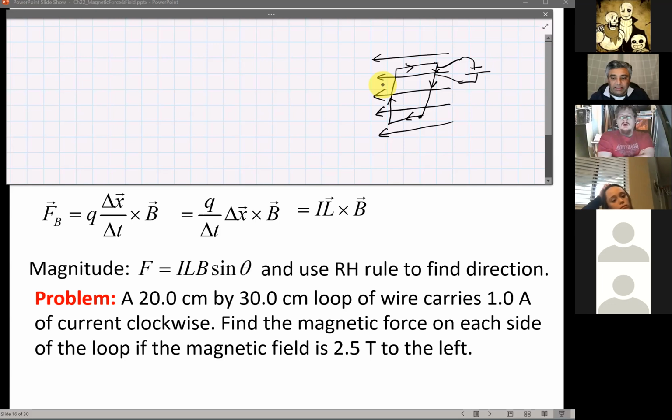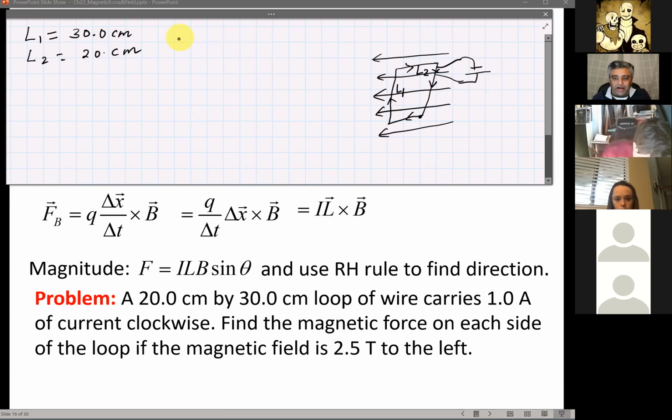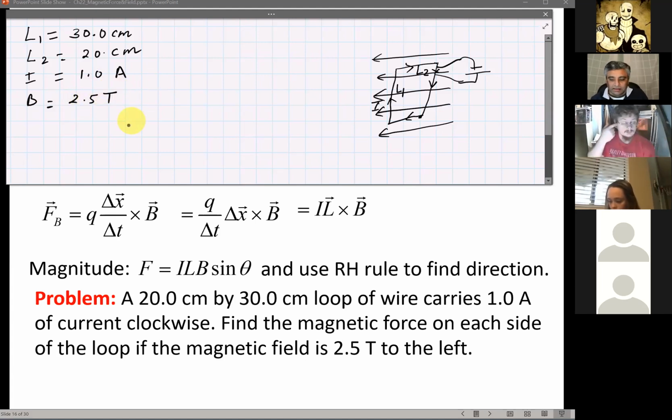We can orient. So length on one side, let's say L1, width, let's say L2. L1 is given, and I made L1 the longer side, so maybe I should write 30 centimeters for L1, right? And L2, let's say 20 centimeters. And the current that's flowing, I, in the loop, 1 ampere. I like that simple number. And magnetic field is 2.5 Tesla. So now the question is, what is the force?